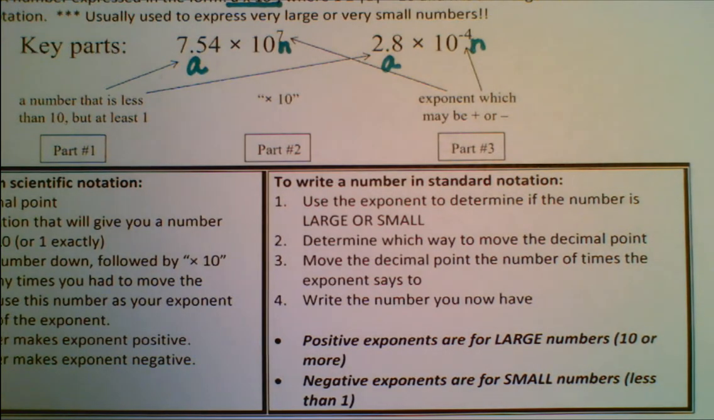Now let's look at converting a scientific notation number into standard form. To write a number in standard notation, use the exponent to determine if the number is large or small, and determine which way to move the decimal point. Move the decimal point the number of times the exponent says to. And lastly, write the number you now have.